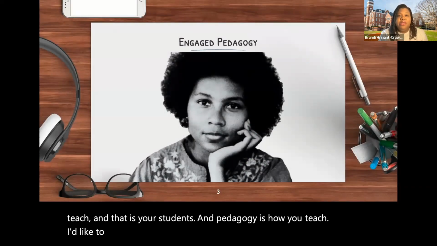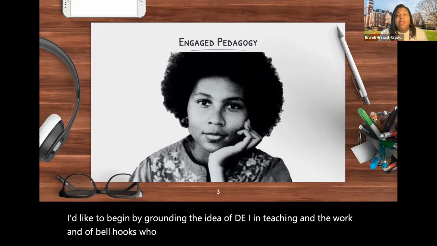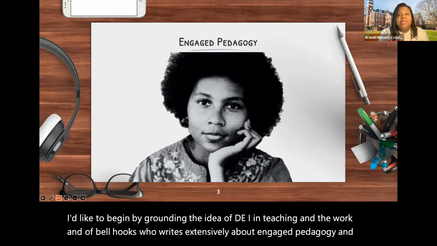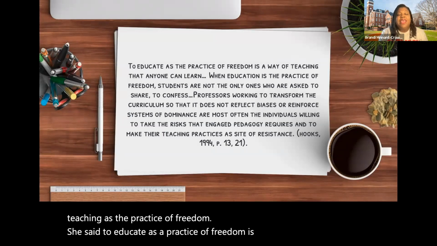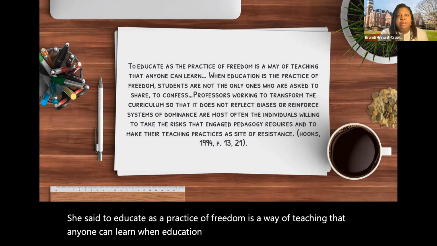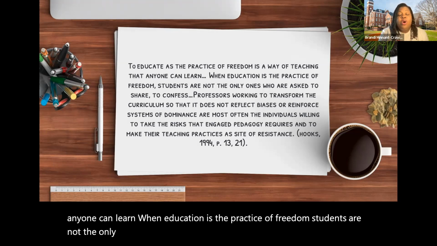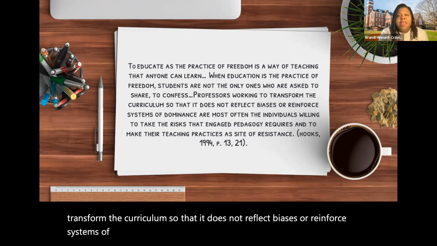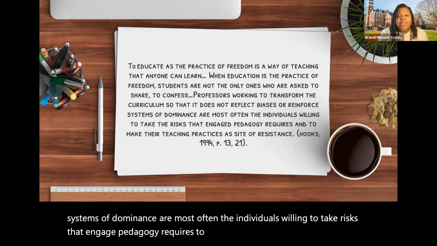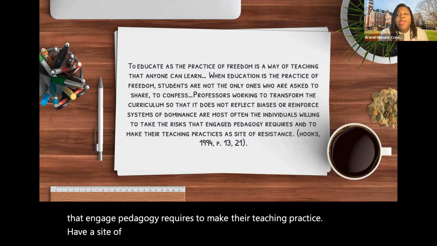I'd like to begin by grounding the idea of DEI in teaching in the work of Bell Hooks, who writes extensively about engaged pedagogy and teaching as the practice of freedom. She said to educate as the practice of freedom is a way of teaching that anyone can learn. When education is the practice of freedom, students are not the only ones asked to share or to confess. Professors working to transform the curriculum so that it does not reflect biases or reinforce systems of dominance are most often the individuals willing to take risks that engaged pedagogy requires to make their teaching practice a site of resistance. So it's asking that not only students be vulnerable in classrooms, but we do the same.